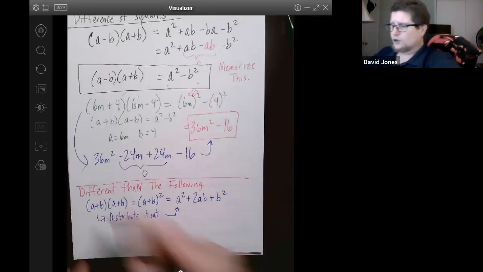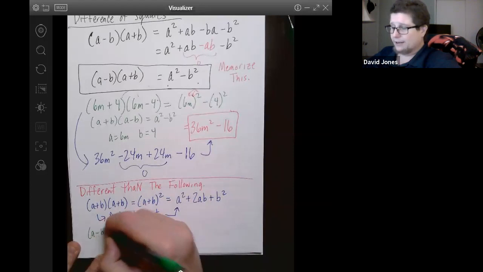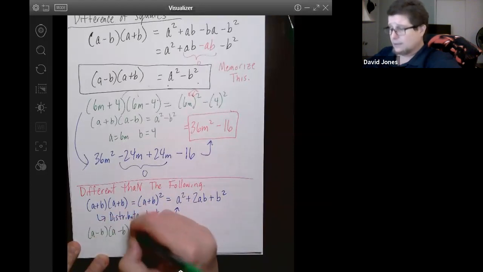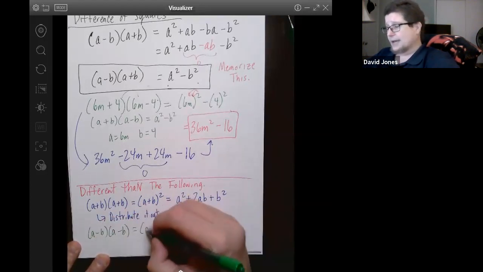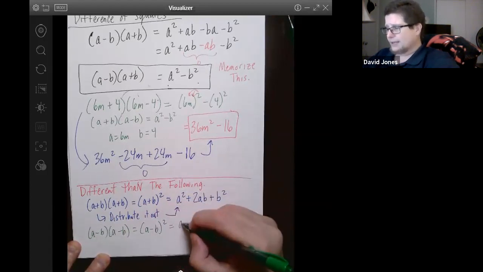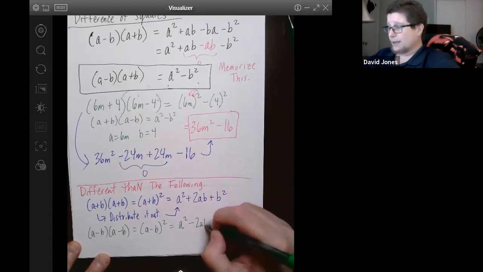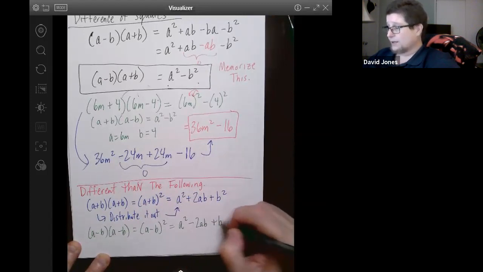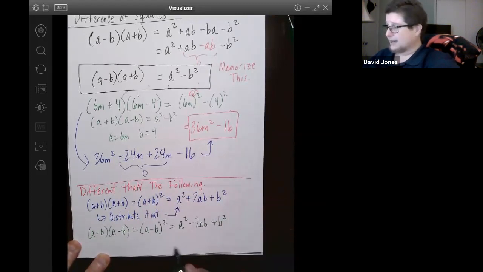The other one that shows up, if we've got minus b in there, this is like a minus b squared. And this ends up being a squared minus 2ab plus b squared. So the one that stays negative is the one in the middle.